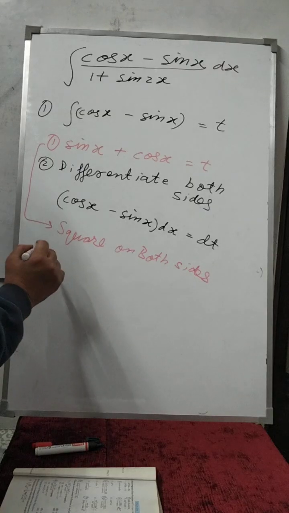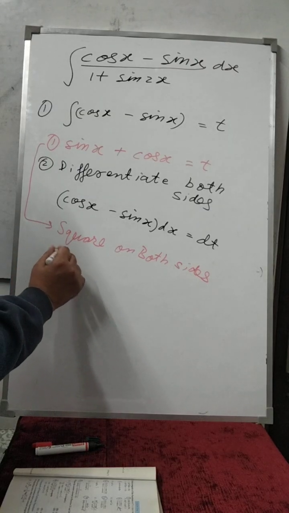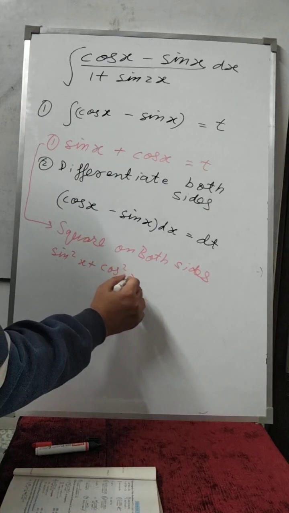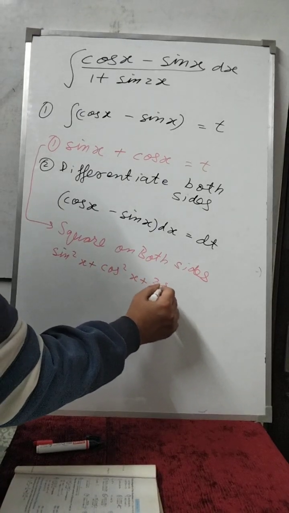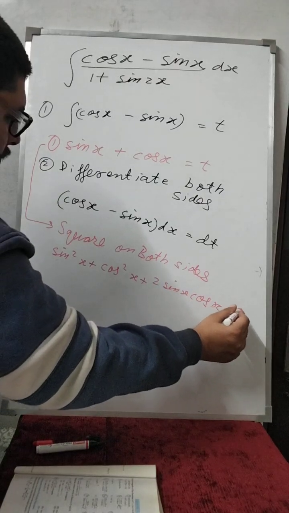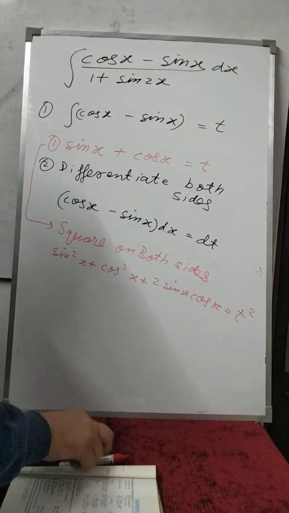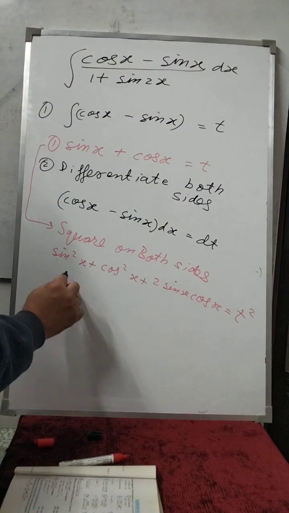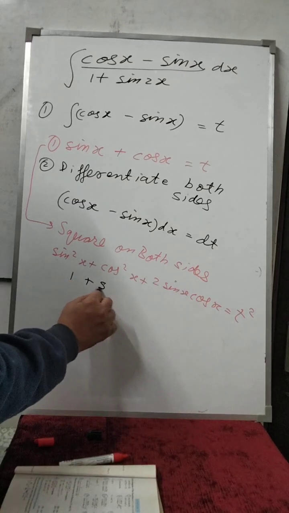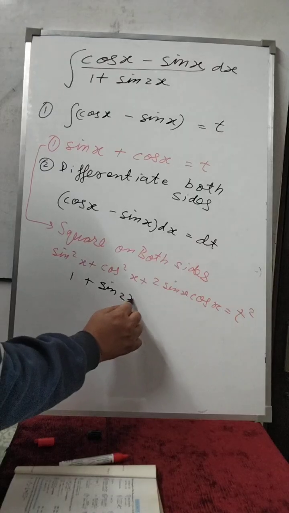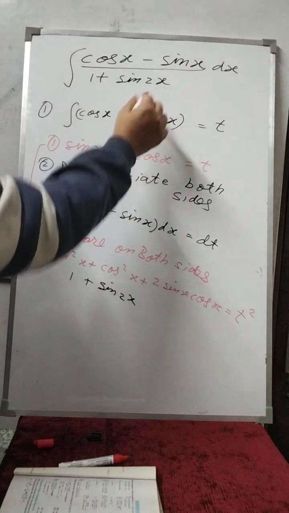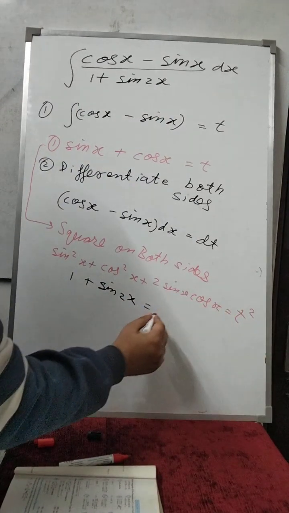So squaring both the sides, I will get sin square x plus cos square x plus 2 sin x cos x equals to t square. Am I right? What is sin square x plus cos square x? 1. And what is 2 sin x cos x? Sin 2x. Am I right guys? So 1 plus sin 2x is in the denominator, and that is coming out to be t square.